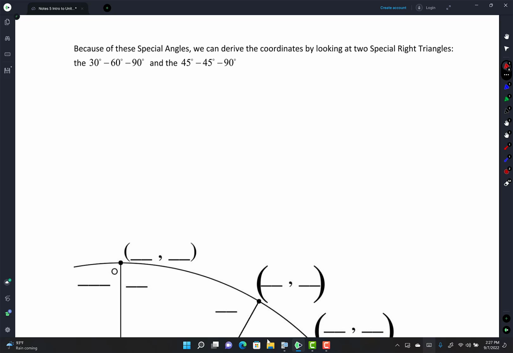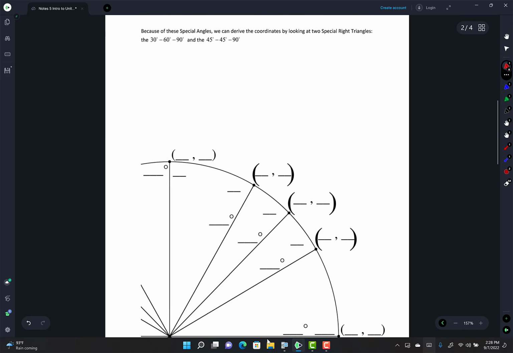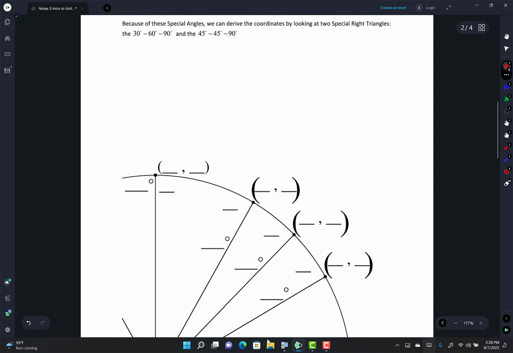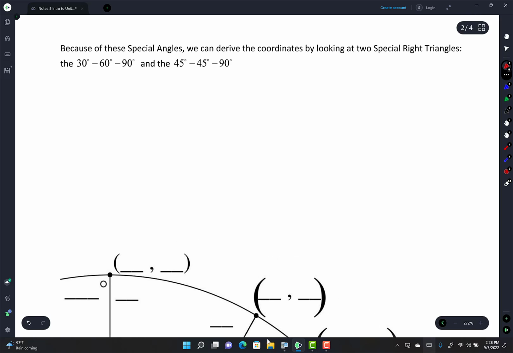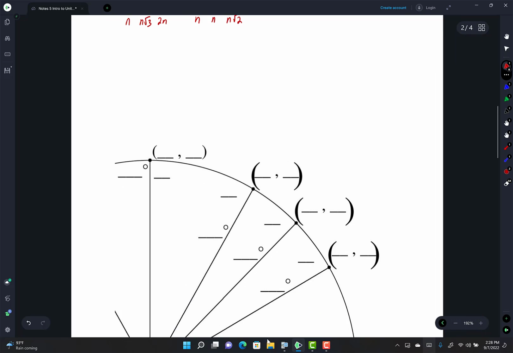All right. Here we go. Ready? I have two special right triangles that make up a unit circle, the 30, 60, 90 and the 45, 45, 90. Hopefully you remember n, n square root of 3 and 2n for the 30, 60, 90, the properties of the sides, the relationships. And then the 45, 45, 90 triangle is n, n, n square root of 2. You guys remember that? Cool.